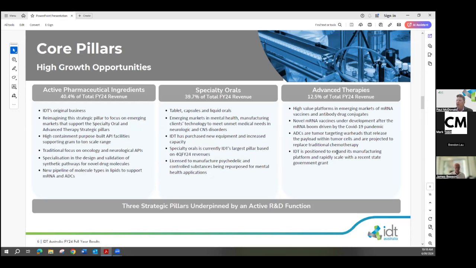The advanced therapy is our more recent addition. This is more of our sandpit pillar, where we're seeing those global mega trends in RNA and ADC and trying to grow that one from a baseline of effectively 0, which we're seeing very fast growth already. Specialty orals really does focus a lot toward mental health and neurological disorders. We've got products running through our plant for epilepsy, for Alzheimer's, for traumatic brain injury, for oxidative stress. So a lot of CNS type disorders we're putting into these tablets.